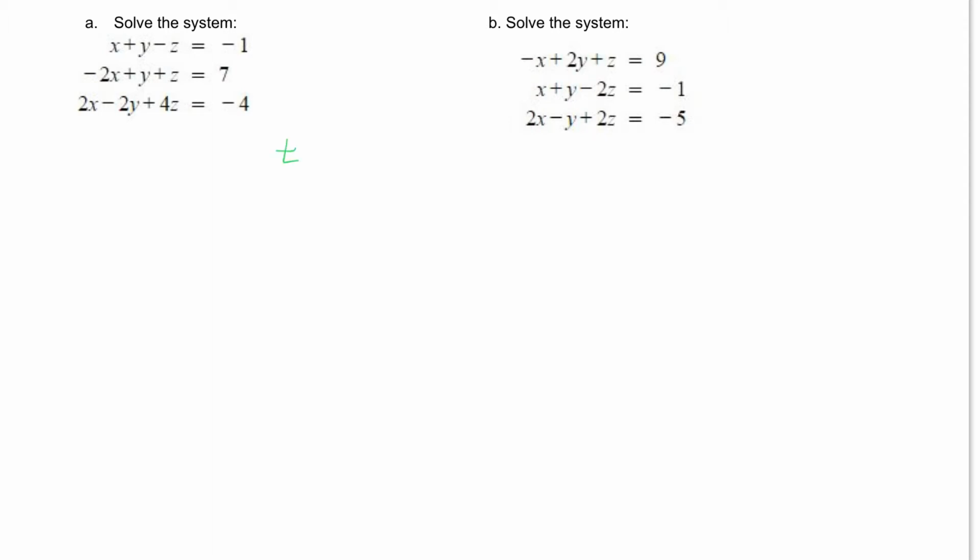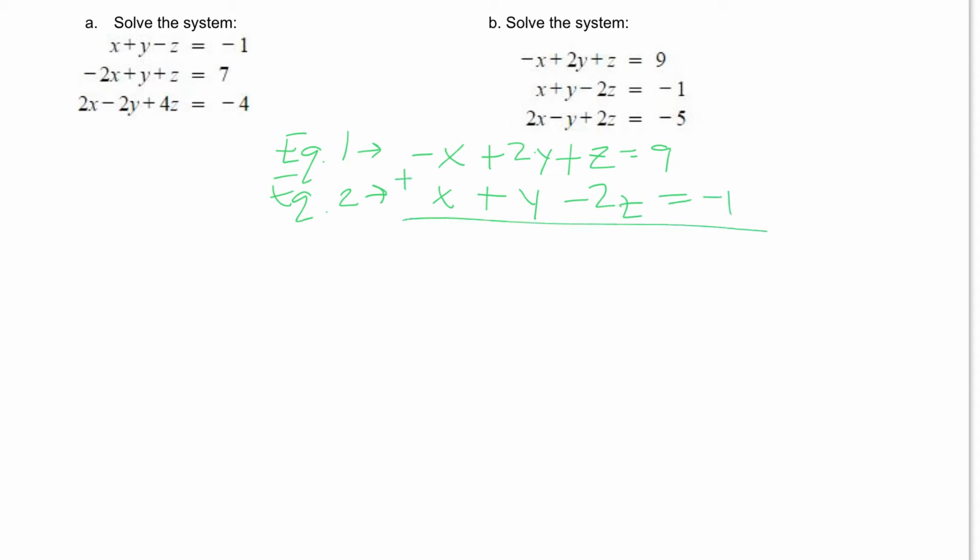So I'm going to choose equation 1, which is negative x plus 2y plus z equal to 9, and I'm going to choose equation 2, which is positive x plus y minus 2z equal to negative 1. And since the coefficients of the x's are already opposites, I can go ahead and add these right away. Negative x and positive x, those are going to cancel out. 2y plus y will give me 3y. And 1z minus 2z will give me a minus z equal to 9 plus negative 1, which is 8.